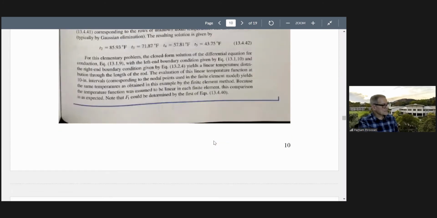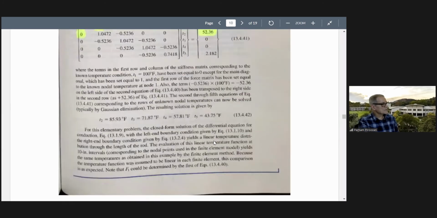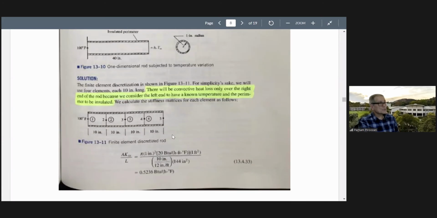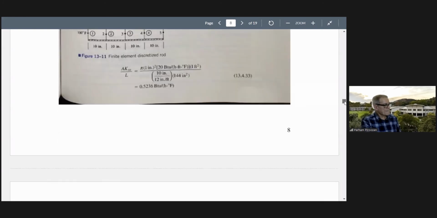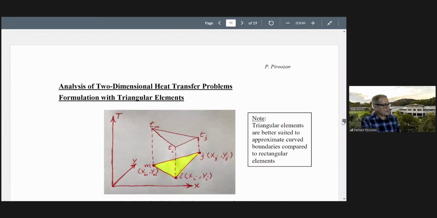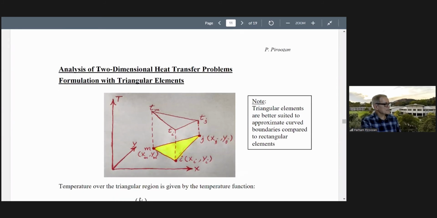All right, that was the discussion about this problem. Any questions before moving on and talk about two-dimensional heat transfer problems? All right, no questions. So let's look at the last discussion.